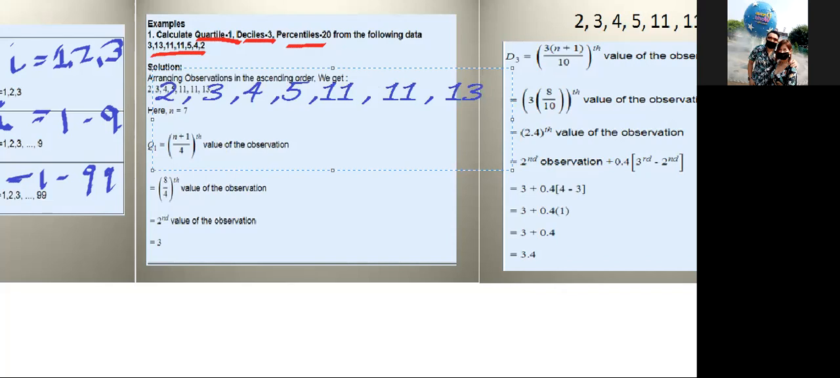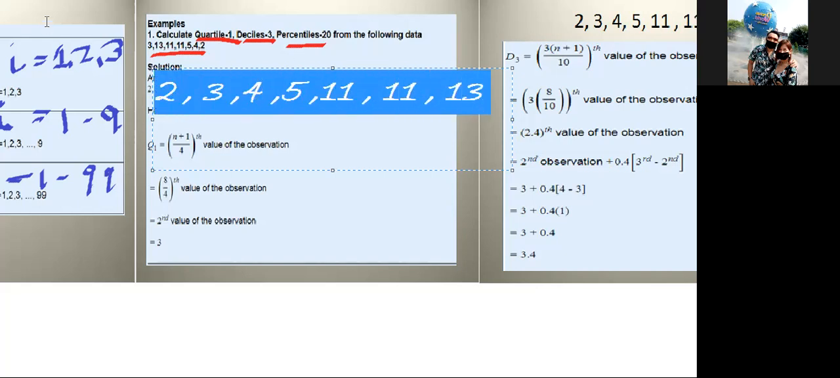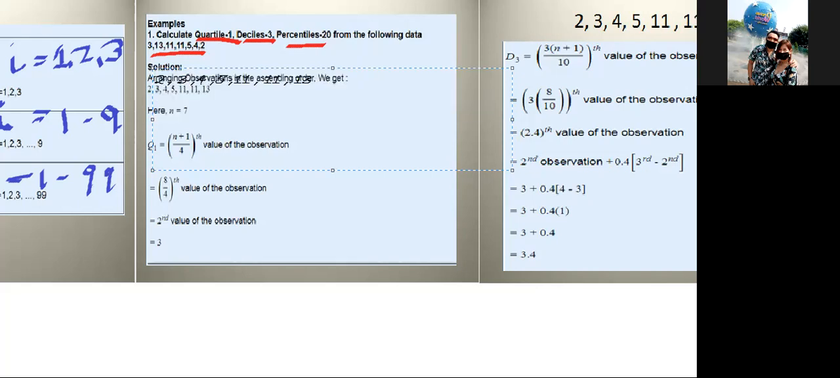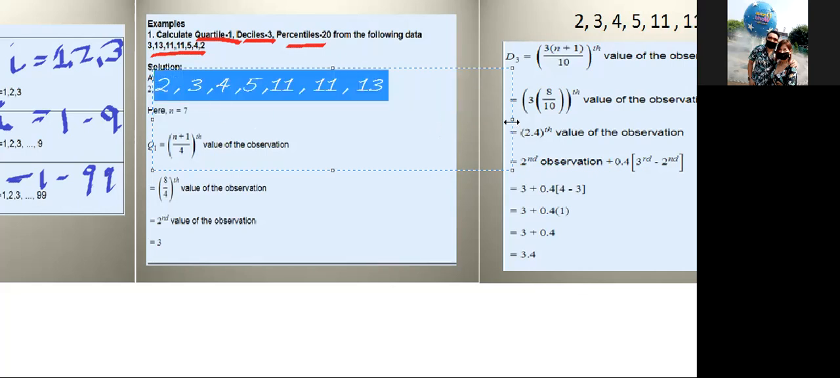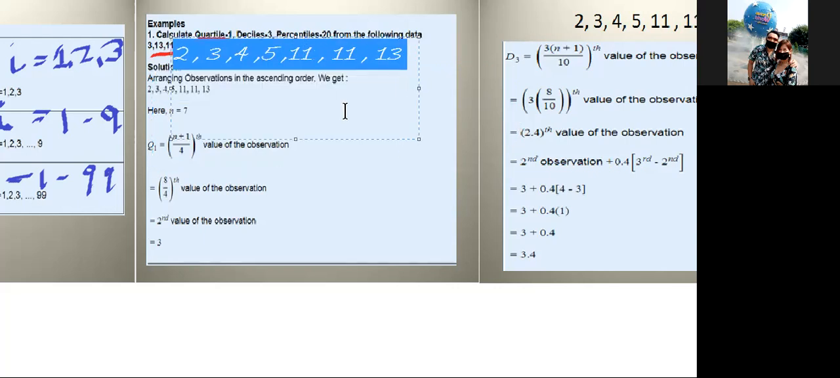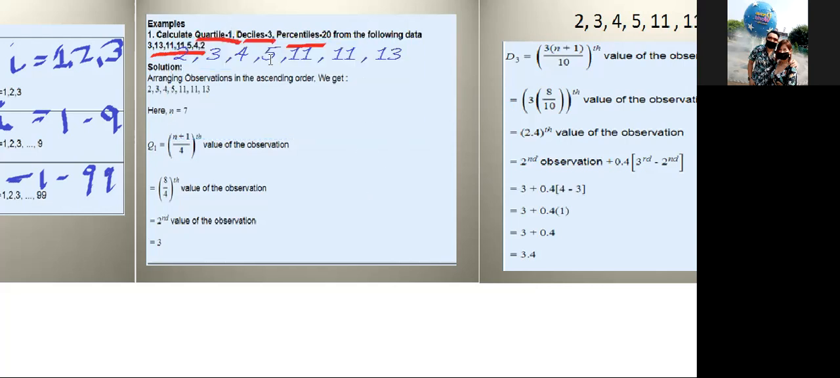Okay, so given this set, I'll just make it a little bit smaller so it will fit our screen. There you go. Okay, so we will try to find the first quartile, the third decile, and the 20th percentile of this data. So how many data did we have here? We have 2, 3, 4, 5, 11, 11, 13. So we have a total of 7 data. So you have 7 observations.